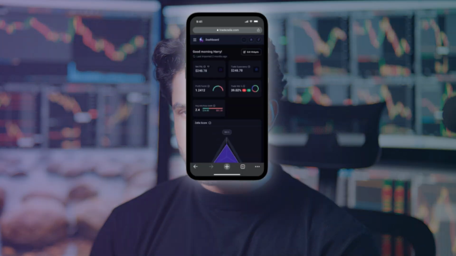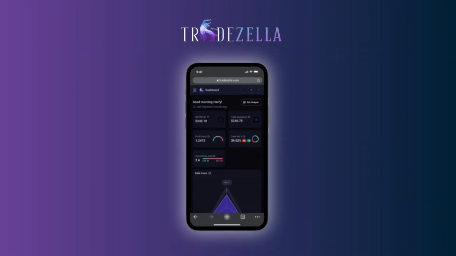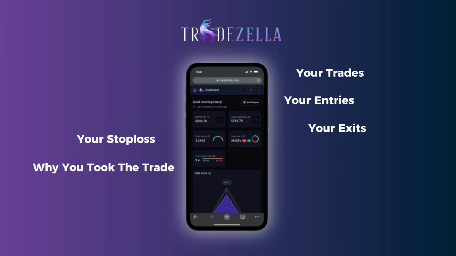You can use TradeZilla, import your trades, and go over your trades, your entries, your exits, your stop loss, why you took the trade, why you decided to close the trade, right? Making sure to write each and every single one of these things after you've completed your trade is highly important, because when you go over your 100 trades, you'll be able to find that common denominator of something that you're able to do much better than the majority of the other traders.